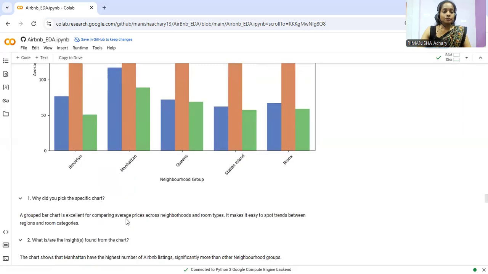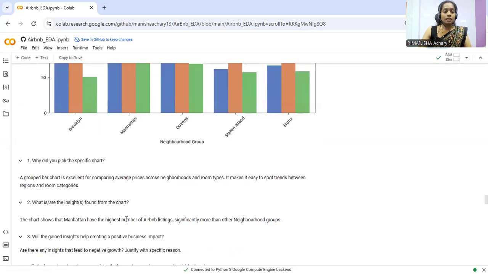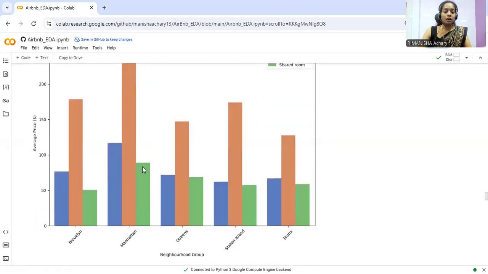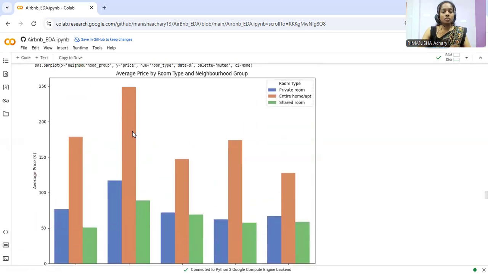Why did you pick this specific chart? A grouped bar chart is excellent for comparing average prices across neighborhoods and room types because both are categorical data. And what are the insights? This chart shows that Manhattan has the highest number of Airbnb listings, significantly more than other neighborhood groups. Manhattan has the highest, and as we analyzed before, entire home or apartment.